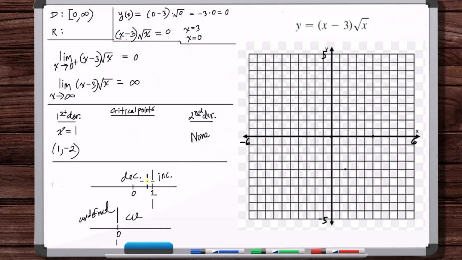Okay, now this is not a discontinuity, and because of that, we can use the first derivative test to see that we go from decreasing to increasing. The first derivative changes signs, so this is a local min. Okay, and then we have no inflection points. There's no critical points with respect to the second derivative.